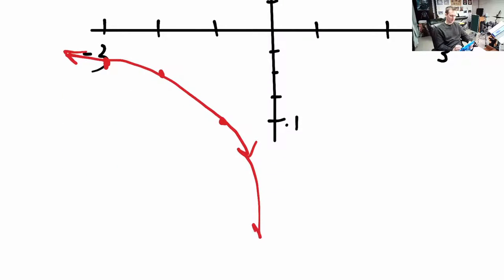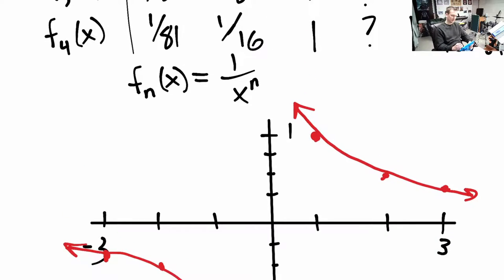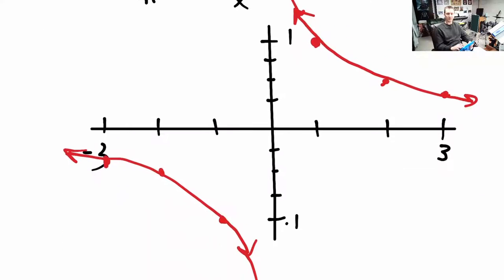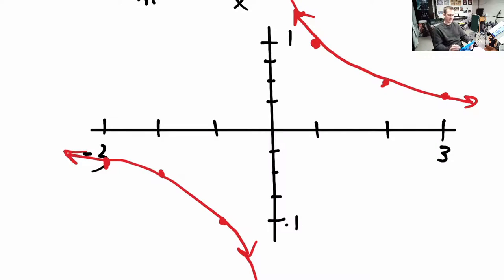What happens is this just gets closer and closer there to the y-axis, and this does the same thing. And it just goes up faster and faster the closer you get to it. So that is 1 over x to the first. The next one we had was 1 over x squared, which I'll plot in blue. When we plugged in 1, we still got 1. When we plugged in negative 1, we got 1 as well. When we plugged in 2, we got 1/4. When we plugged in negative 2, we got positive 1/4 again.